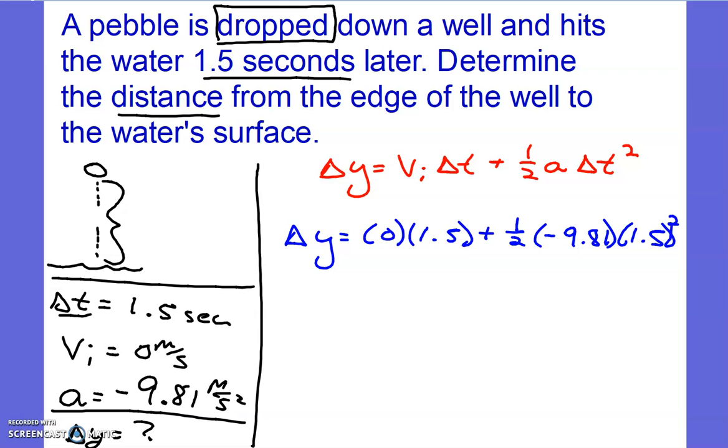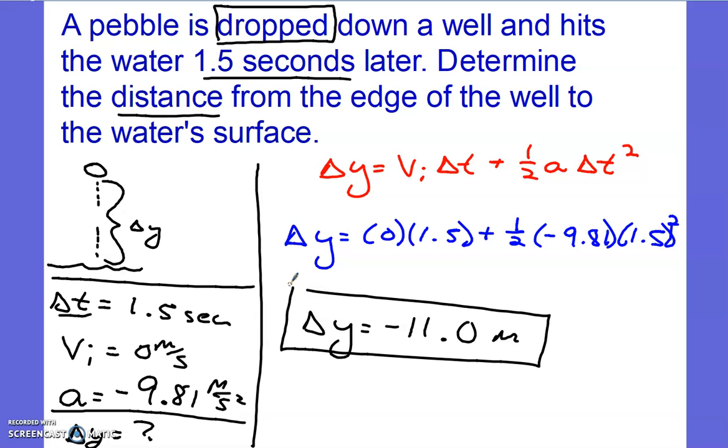As we multiply all that out, we get an answer that is negative 11.0. Now, of course, we need a unit with that. Since it's a distance, the units are meters. And now the question is, why is it negative? Well, the reason that it's negative is because it's moving downward, and downward is a negative value. So it just indicates the direction. So whenever an object is moving down, make sure that your delta y is a negative number. And as always, we want to put a box or circle our answer, so it's easy to find.